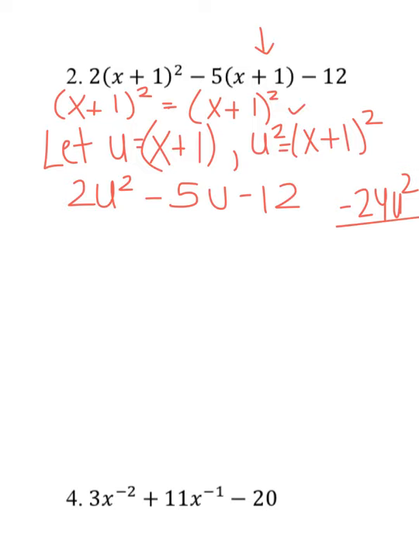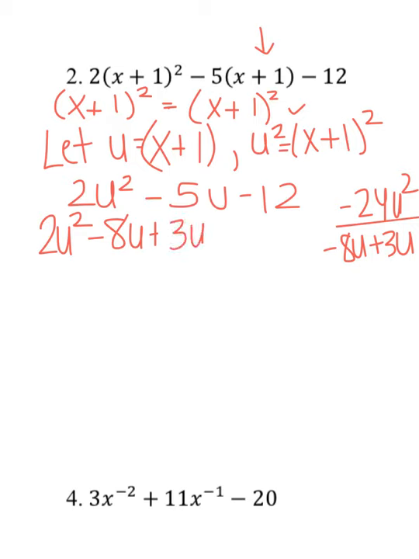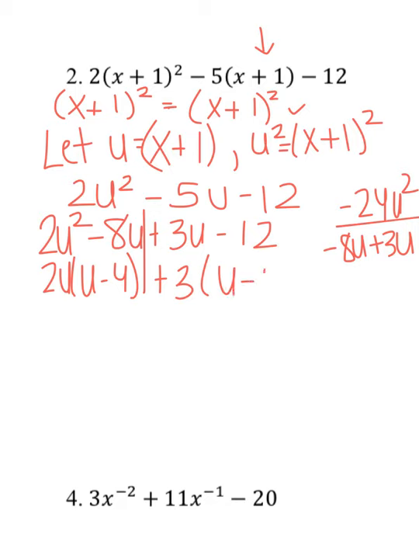It has to add to be a negative 5. That's going to be negative 8u and positive 3u. So this is 2u squared minus 8u plus 3u minus 12. Split it down the middle. 2u, u minus 4. Over here we have a 3, left with u minus 4. So u minus 4 comes out, and you have 2u plus 3.